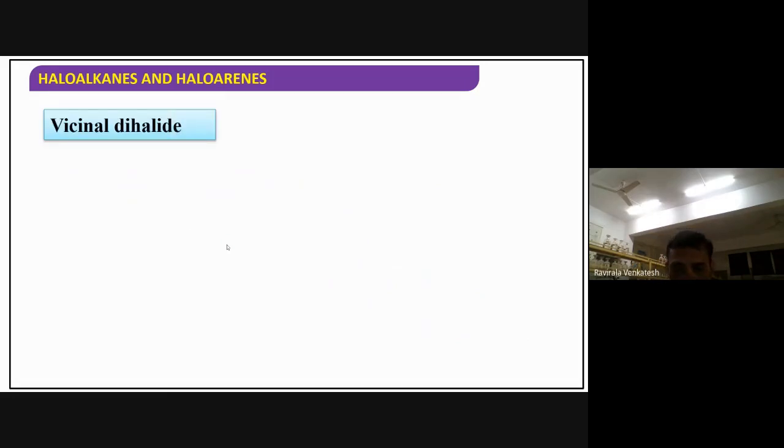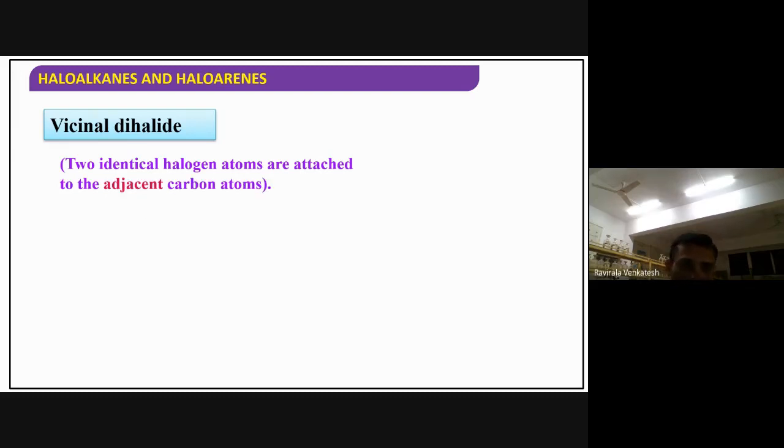Vicinal dihalide. Now, vicinal dihalide means the two halogen atoms are attached to adjacent carbons. The keyword here is adjacent. Same carbon is for geminal, adjacent for vicinal. Adjacent means what? Like this, isn't it? We will take some example. You observe here what happened. The two halogens, first halogen, second halogen on adjacent carbons. If I write like this, for example, is it called vicinal dihalide? This part, is it called vicinal dihalide? No.